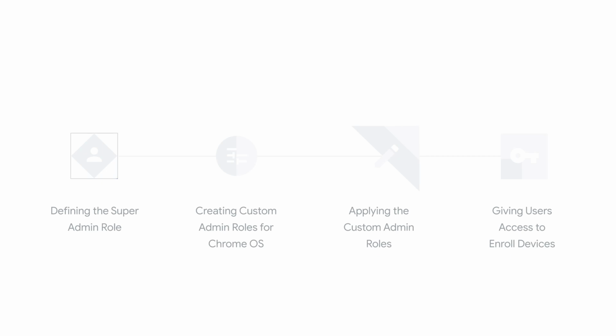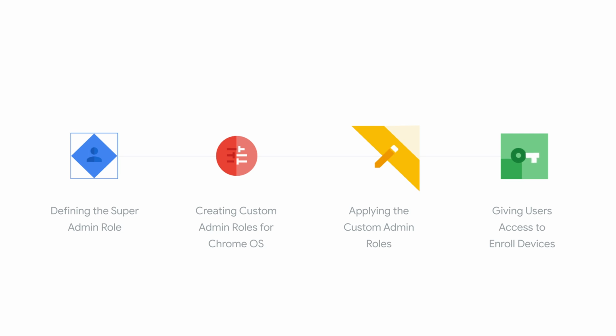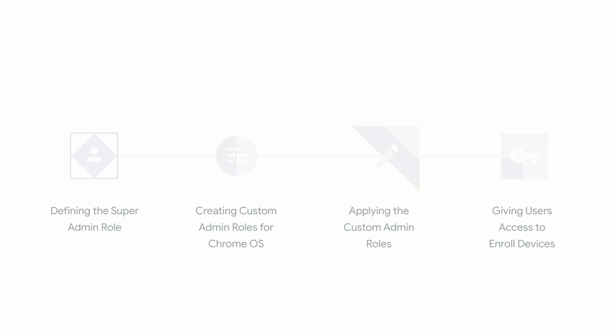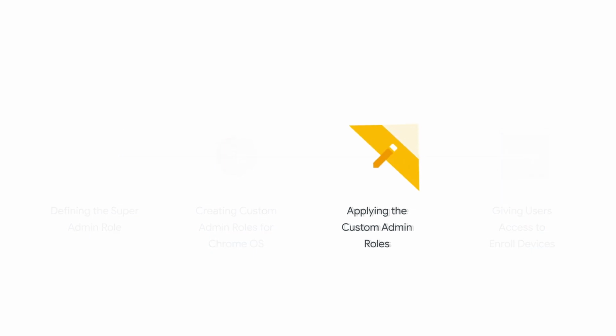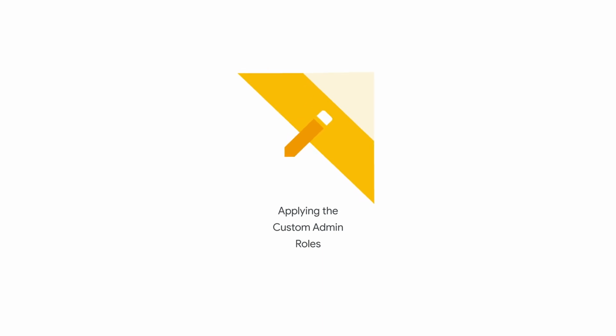This is the Admin Role series, where we will dive into the topic of creating and assigning administrative roles, as well as enabling enrollment permissions for your organization. This is the third video in a series of four. This video will be focused on applying the two preconfigured custom administrative roles to individual users.